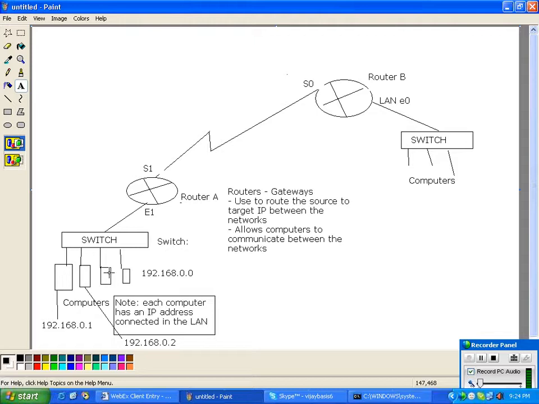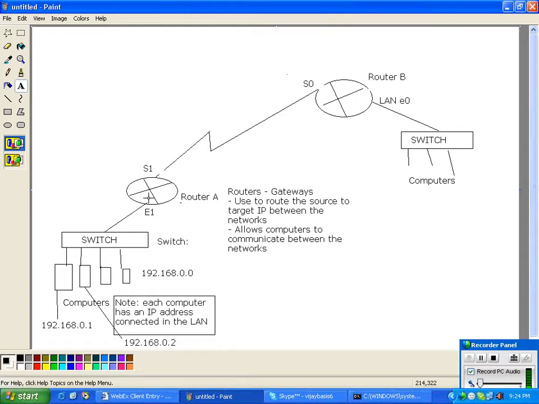192.168.0.2, 3, 4. So what is my network? 192.168.0.0 is the network. In this network my computer IP is 0.1, the second system IP is 0.2, 0.3 and 0.4. These four computers are connecting to the router via a switch.